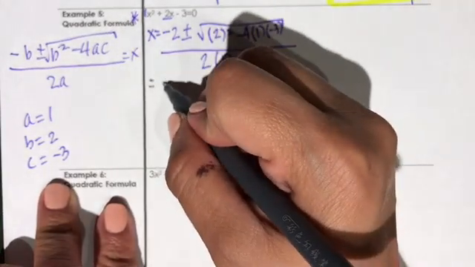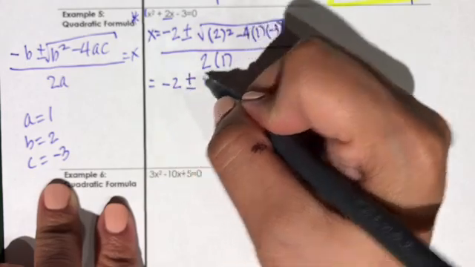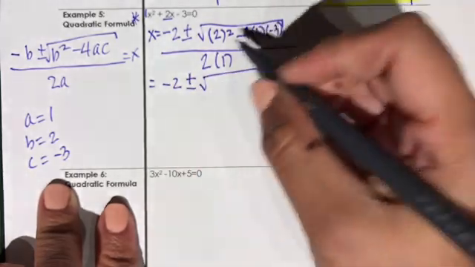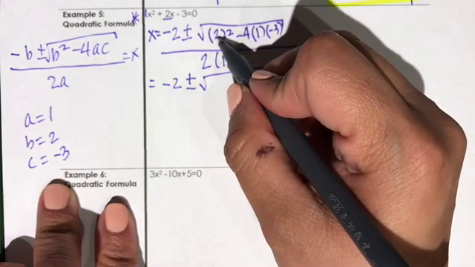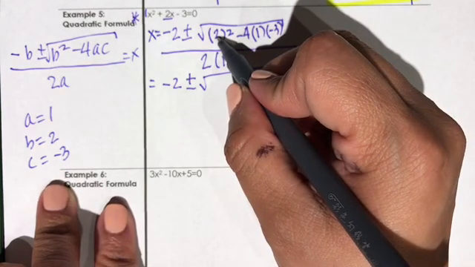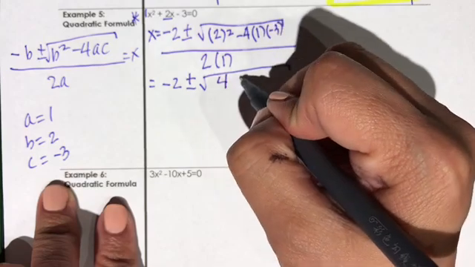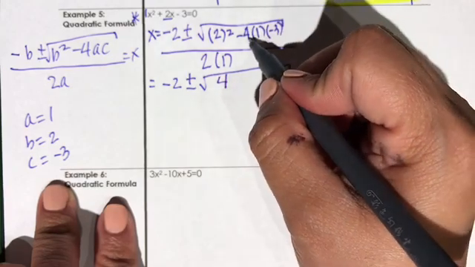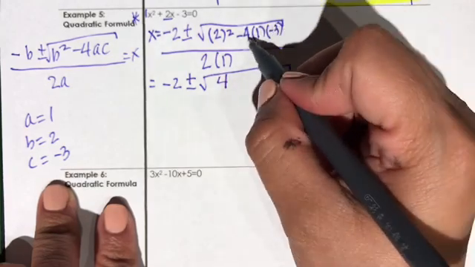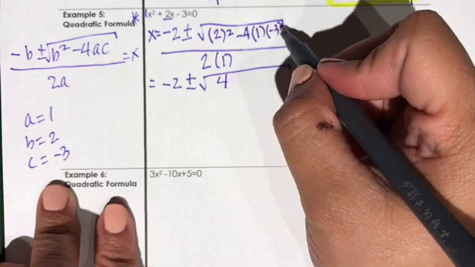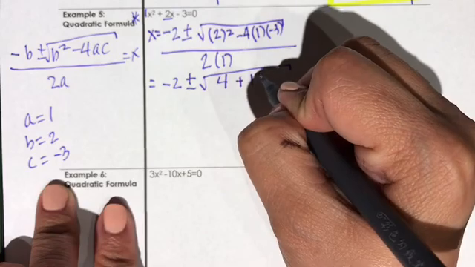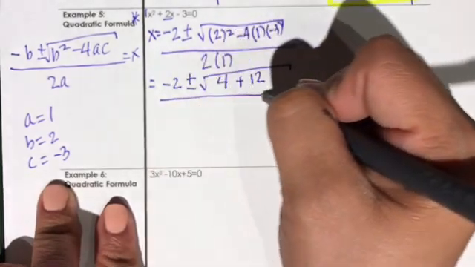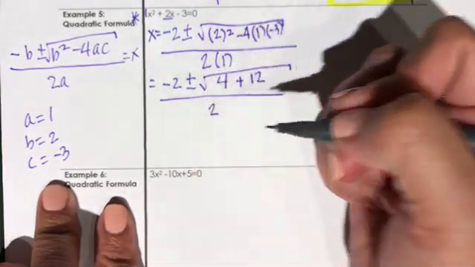Simplify. Negative 2 plus or minus the square root. We're going to simplify underneath the square root. PEMDAS: 2 squared is 4. Negative 4 times 1 is negative 4. Negative 4 times negative 3 is 12. So it's positive 12, all over 2.